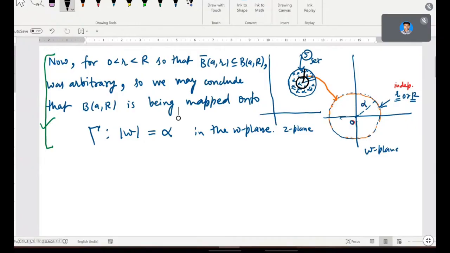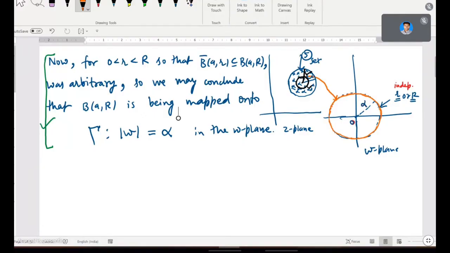Yes, sir. If you notice this line segment as well as this circle, each and everything is being mapped onto this circle only. Is this okay, class? Yes or no? Yes, sir.